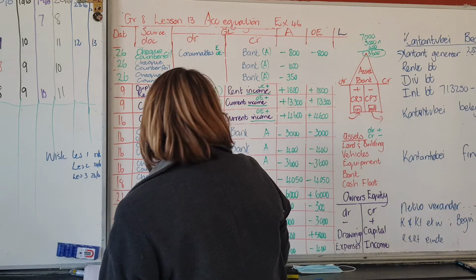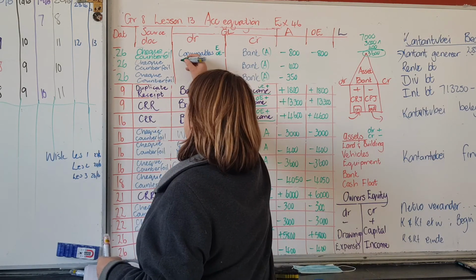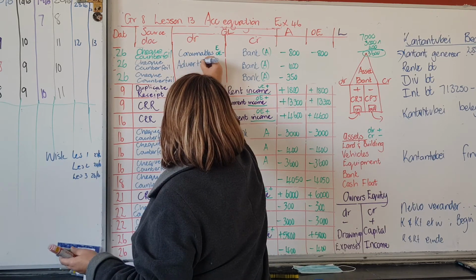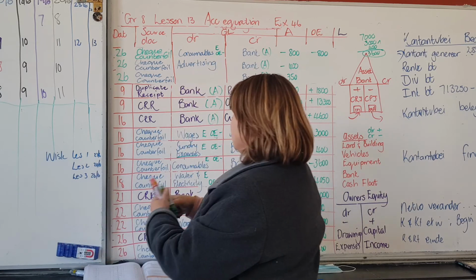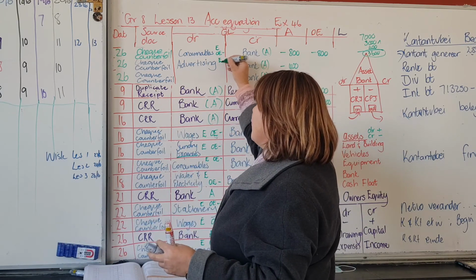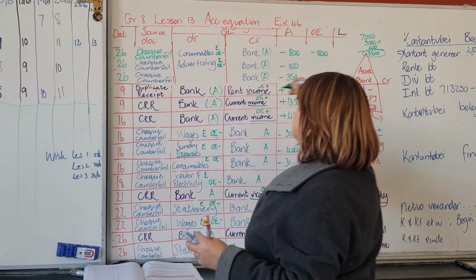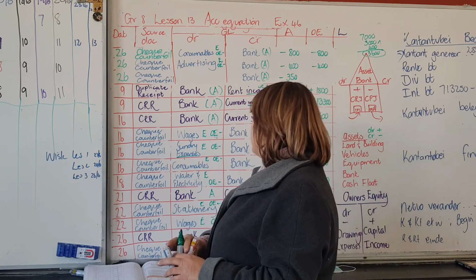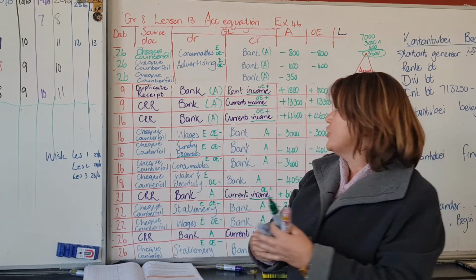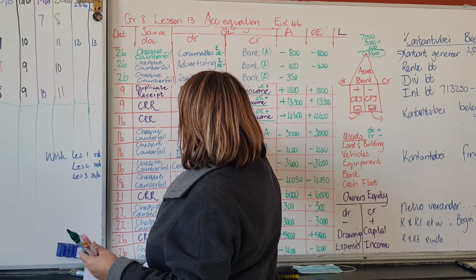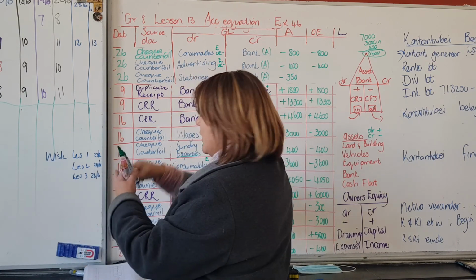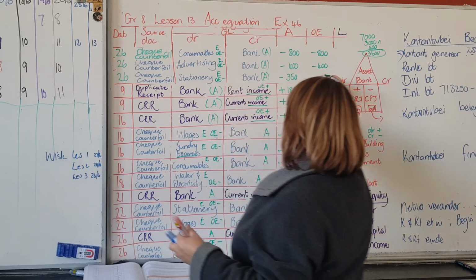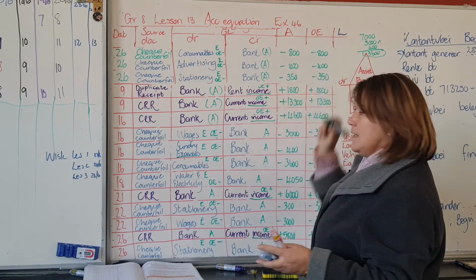And then what did I buy for the 400 Rand? I did advertising. And advertising is an expense. So what happens? My owner's equity decreases with 400 Rand. And what did I buy with my 350? I bought stationery. And stationery is an expense, so it decreases my owner's equity.